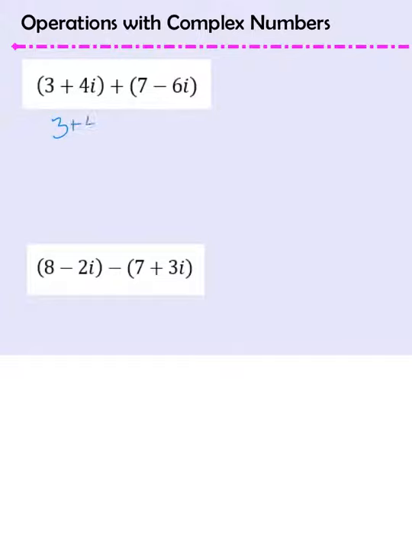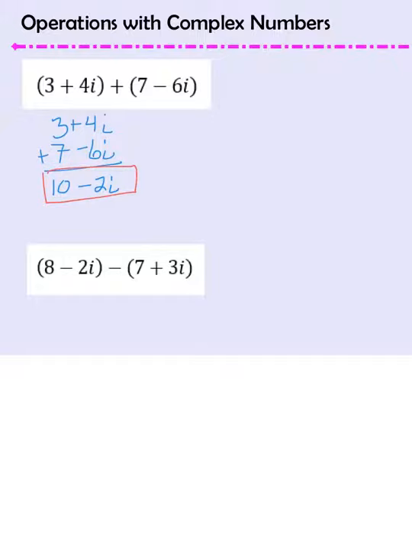So I'm going to drop the parentheses and line up like terms. So the 7 lines up with the 3, the negative 6i lines up with the 4i, and then I'm just collecting like terms. When you collect like terms, the variable string does not change. So 3 plus 7 is 10. 4 and a negative 6 is a negative 2i. And then this is our answer.